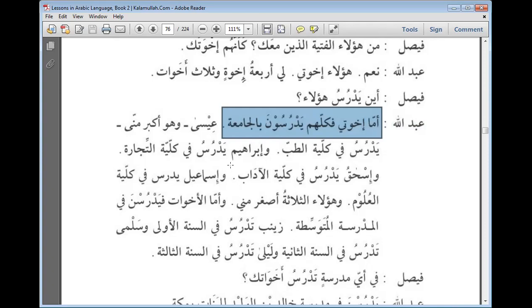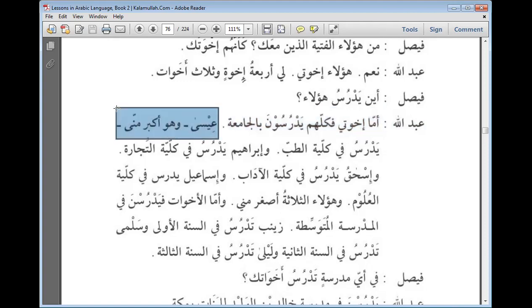Then he goes on to list them by name. عيسى وهو أكبر مني. So there's a little side note. You see the little dash there? So the side note is that, and he is bigger than me. عيسى وهو أكبر مني يدرس في كلية الطب. Studies in Faculty of Medicine.